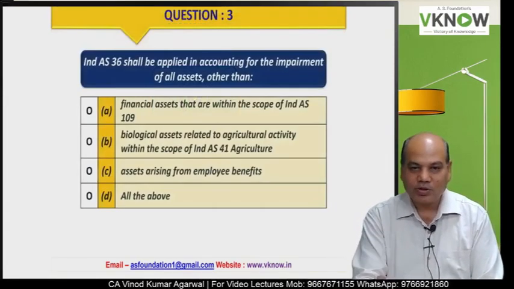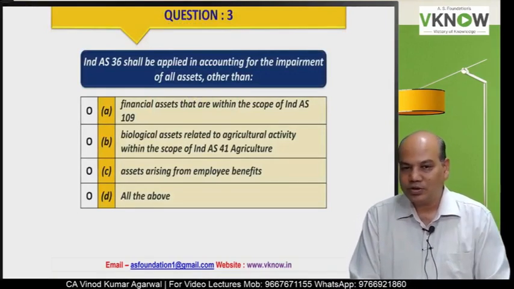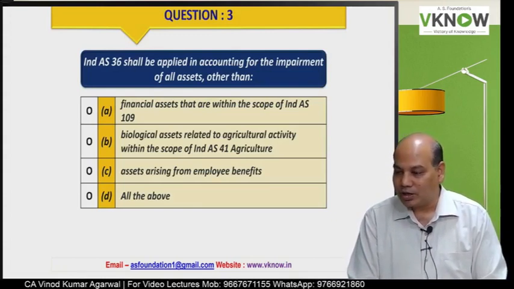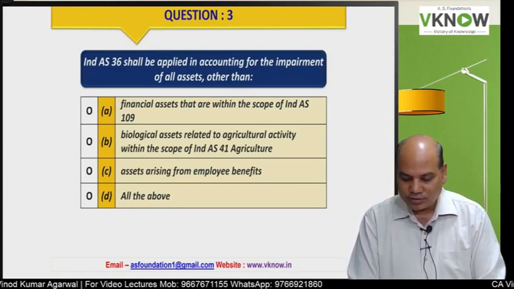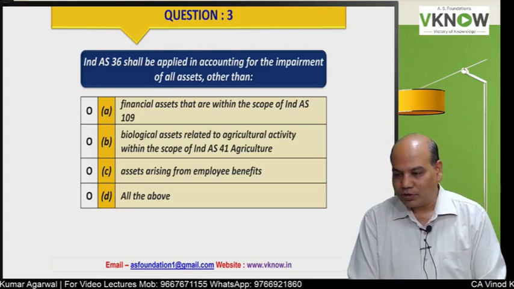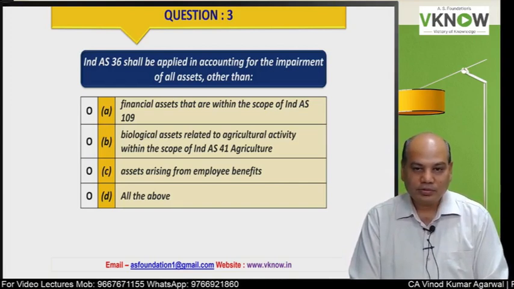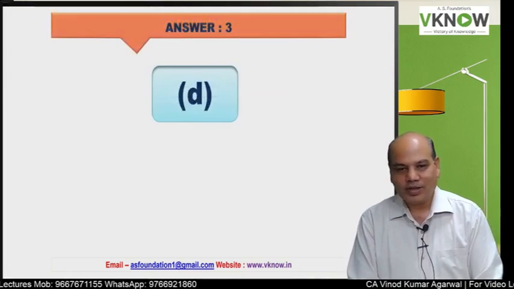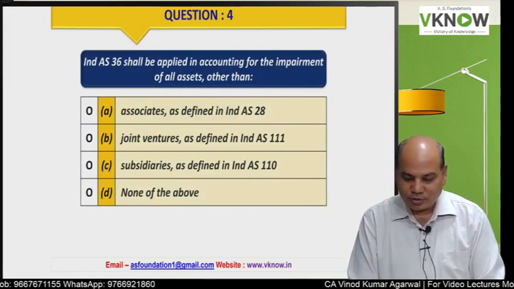Check one more similar question. They can ask question from any segment of the standard. These questions are from the scope paragraph. Ind AS 36 shall be applied in accounting for impairment of all assets other than financial assets which are covered in the scope of 109, biological asset Ind AS 41, asset arising from employee benefit, all of the above. Every time don't answer all of the above, but yes, in these 3 questions we had all of the above. One more time.